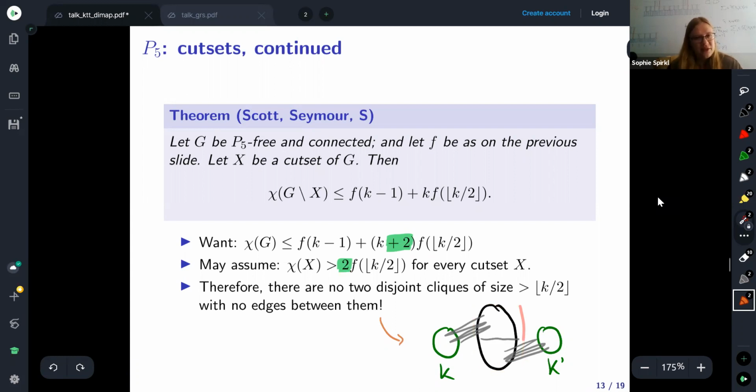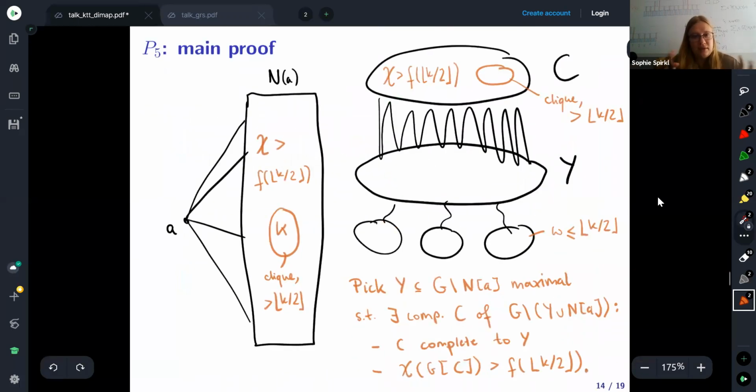So that's odd, right? We can't have two even medium big cliques with no edges between them. Let's use this fact. And this looks like a mess, but let me tell you what's going on. Again, we're going to start with a vertex and we're going to look at its neighbors, and that's one of the cut sets we'll look at.